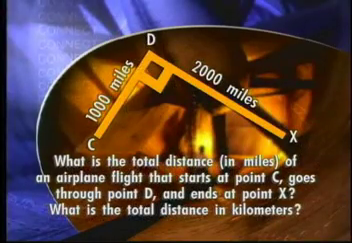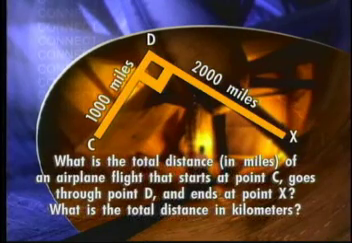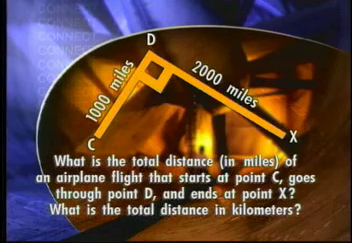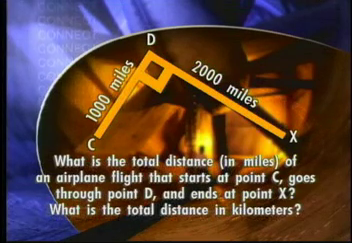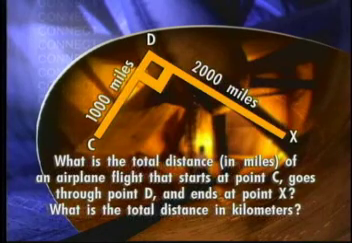What is the total distance in miles of an airplane flight that starts at point C, goes through point D, and ends at point X? What is the total distance in kilometers? Now here's a hint. Use the formula to convert miles into kilometers.